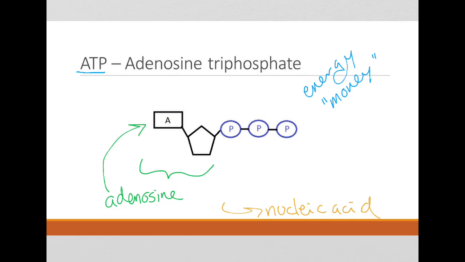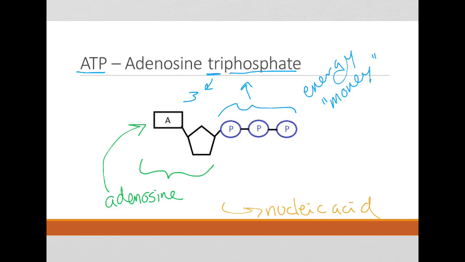And then let's think about triphosphate. What do we hear there? We hear tri for 3 and phosphate for phosphate groups. So here in adenosine, we have adenosine and then 3 phosphate groups, okay?